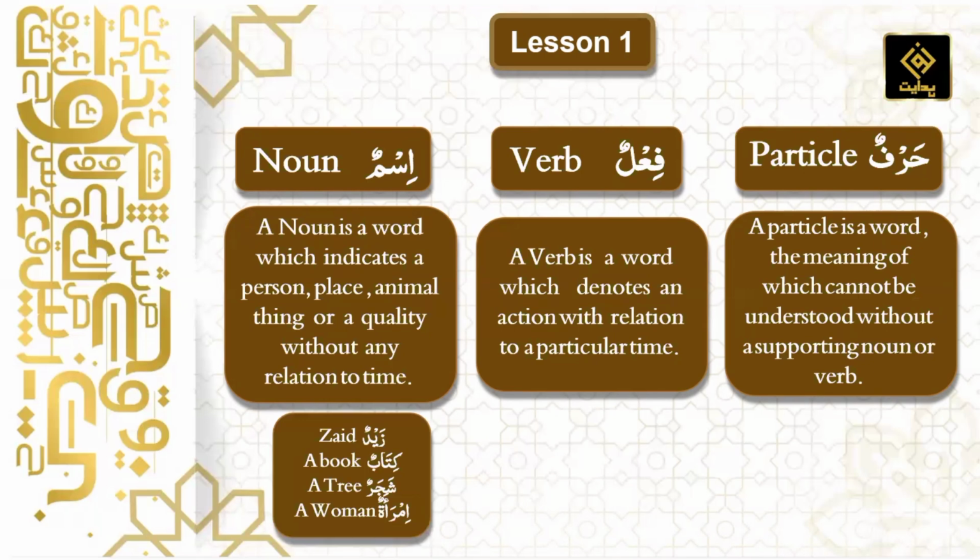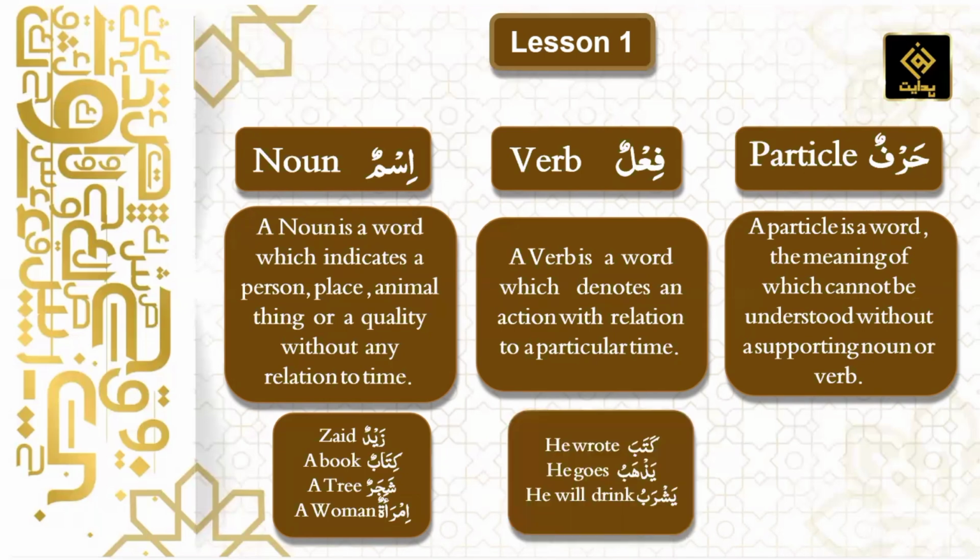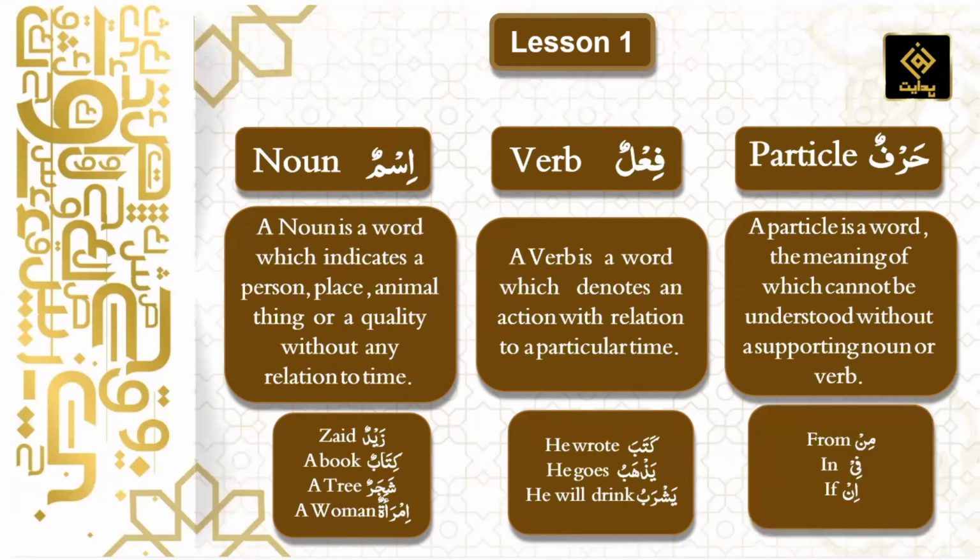Examples of noun: Zaidun, Zaid; Kitabun, a book; Shajarun, a tree; Imra'atun, a woman. Examples of verb: Kataba, he wrote; Yazhabu, he goes; Yashrabu, he will drink. Examples of particle: min, from; fi, in; if.